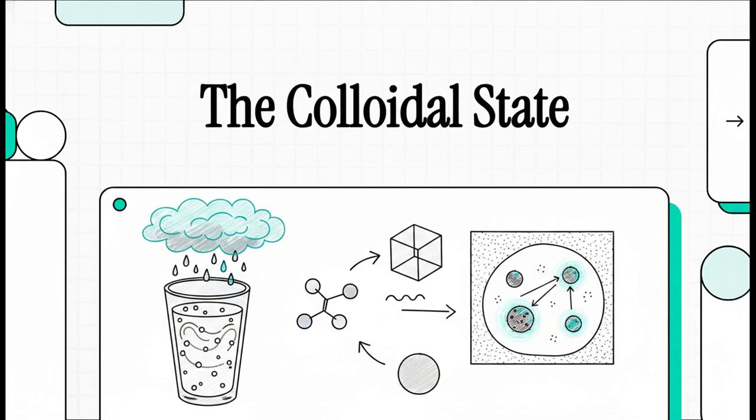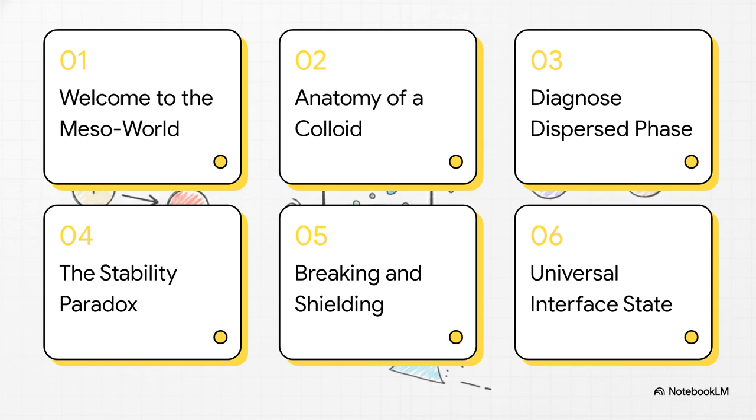It exists right in the sweet spot between the microscopic molecules we can't see and the bulk objects we interact with every single day. Okay, so here's our roadmap for today. We've got 1. Welcome to the mesoworld, 2. Anatomy of a colloid, 3. Diagnosing the dispersed phase, 4. The stability paradox, 5. Breaking and shielding, and 6. The universal interfacial state. Let's jump right into this microscopic drama happening right under our noses.